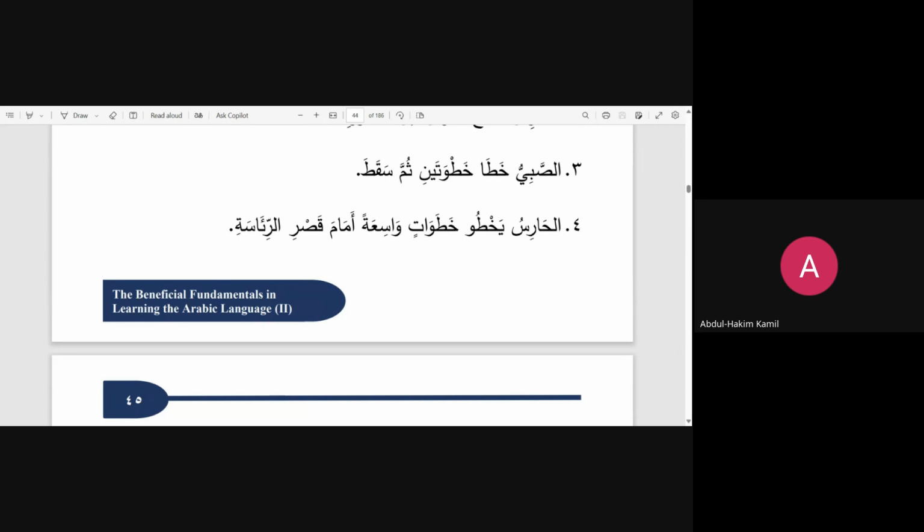غالب. الحارس يخطو خطوات واسعة أمام قصر الرئاسة. Again, قصر الرئاسة. طيب, what does that mean? الحارس يخطو خطوات واسعة.